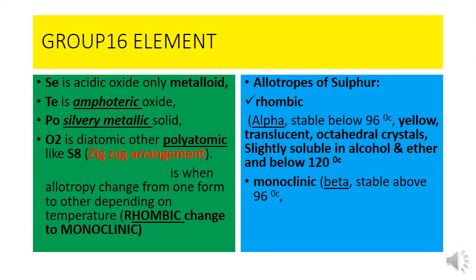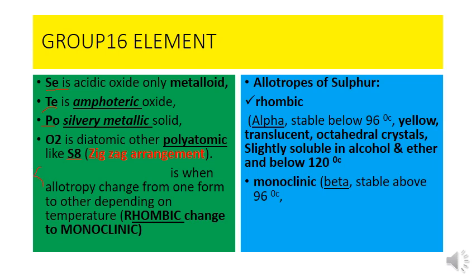Also, in group 16, we continue. Selenium forms an acidic oxide only, while the metalloid forms an amphoteric oxide. Here this is also a silvery metallic solid. Also, oxygen is diatomic, while others are polyatomic. Sulfur has a zigzag arrangement, which means a complicated arrangement. To break down those arrangements requires high energy.